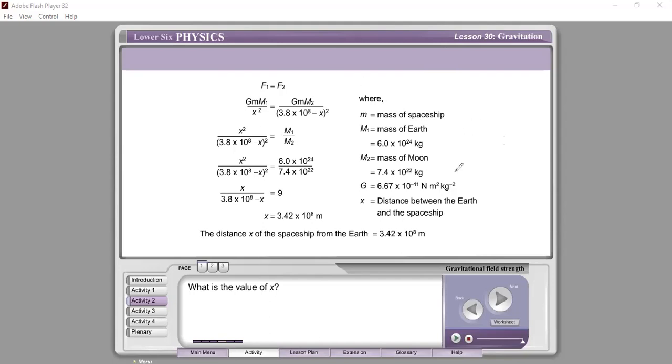Okay, let's look at the example. Consider this is the Earth, and this is the Moon. The distance between the Earth and the Moon, let's say this distance, and the spaceship is at the middle along the path, any point in between the Earth and the Moon.